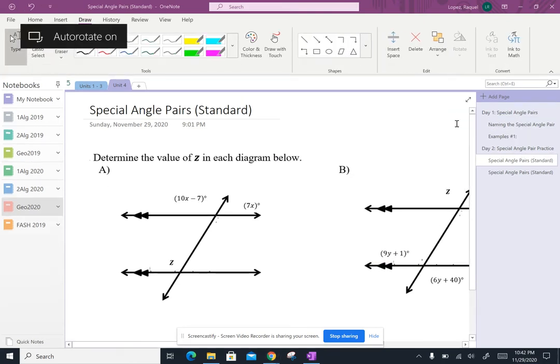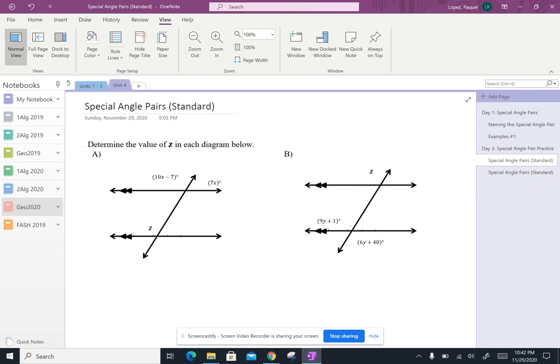So the instructions for both of these problems indicate that they want us to solve for z in each diagram below. And we're given some angle measures and some expressions to help us figure out what the value for z might be. Okay, so let's start off by looking at A.